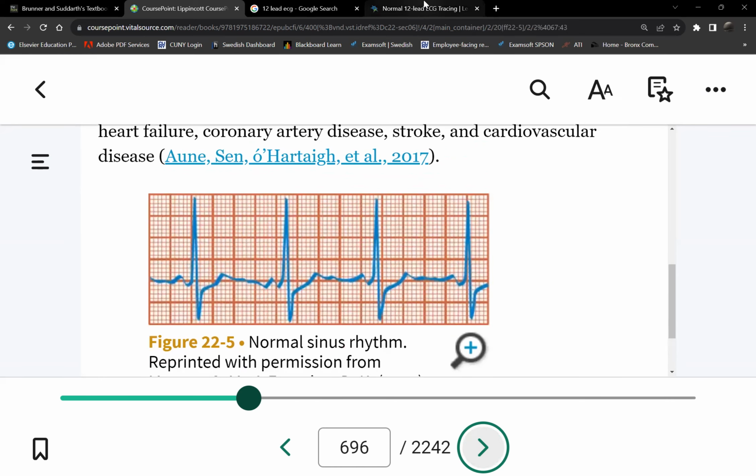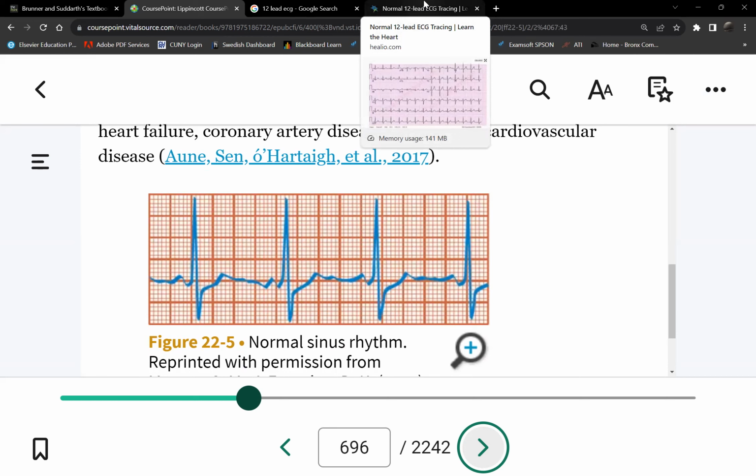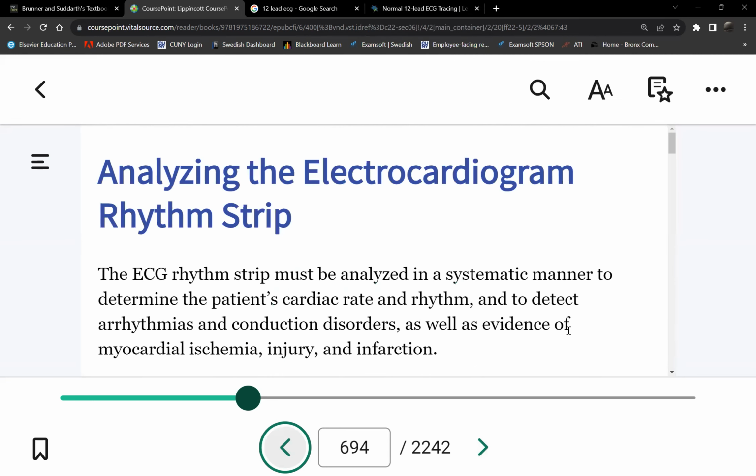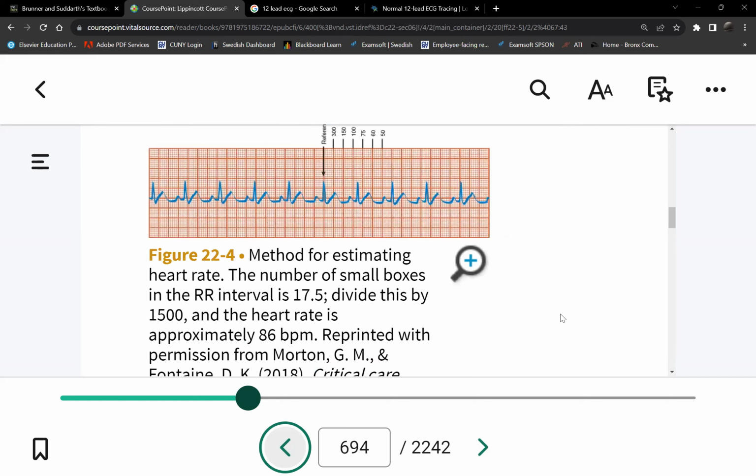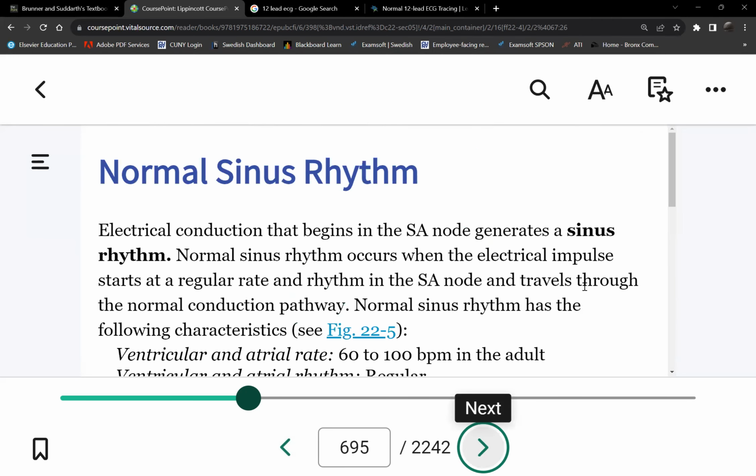So on the test question, can I use this rhythm strip? Yes, because I said I would use one that is in your textbook, correct? What about the one on the previous page? Is this normal sinus rhythm? Yes, this is also normal sinus rhythm. Get it? All right.